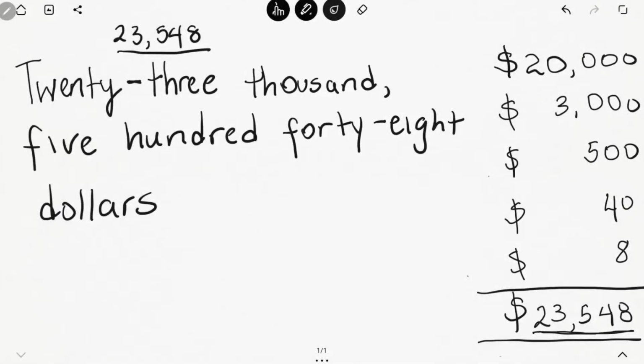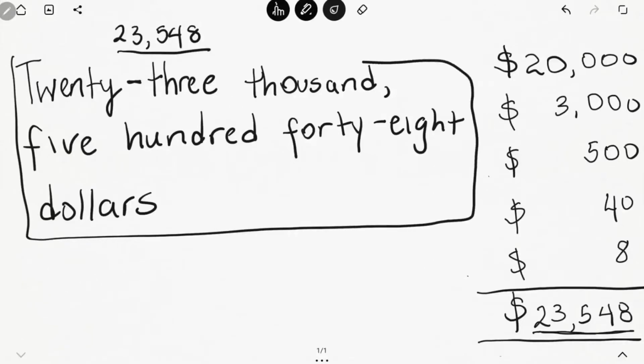All right, this is how you write it in words. Put a dash when you're writing numbers like 23, 48, 33, 55. You use a dash between the tens digit and the 1 digit. So you put 23,548, and that is page 7 in the textbook.